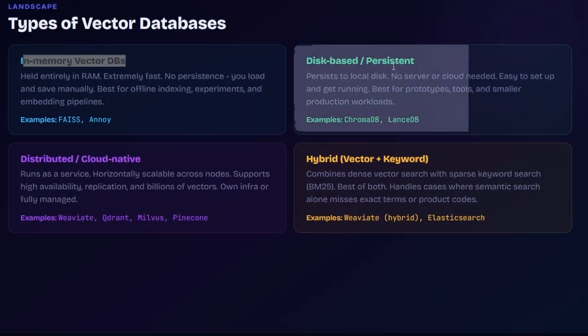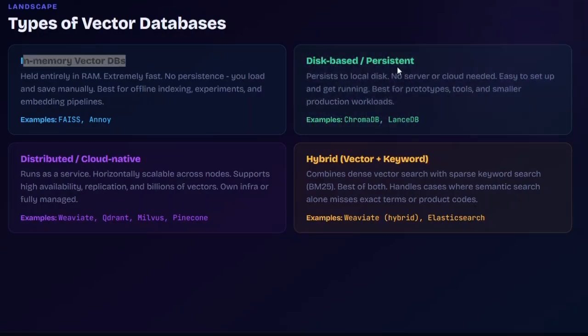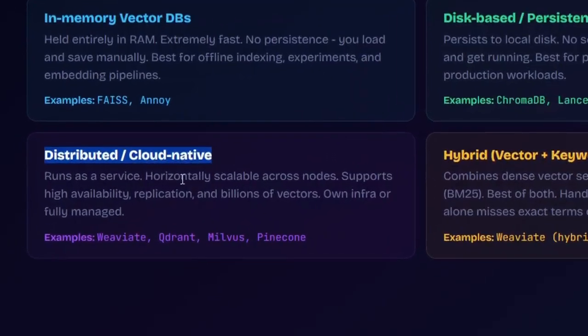The second is disk-based or persistent vector databases. ChromaDB and LanceDB sit here. They write your vectors to local disk, so data survives between runs. No server to set up, no cloud account needed. You point them at a folder and you're running. They're ideal for prototypes, local development, and smaller production workloads. ChromaDB is something we will cover later in this session, and it is a great starting point for most RAG applications.